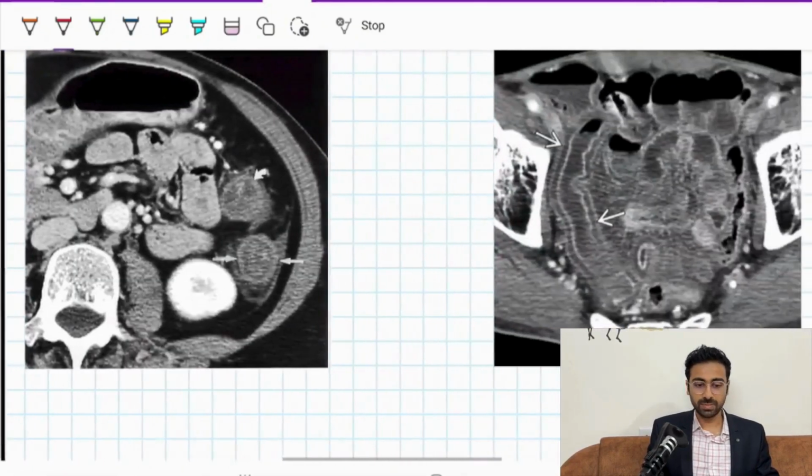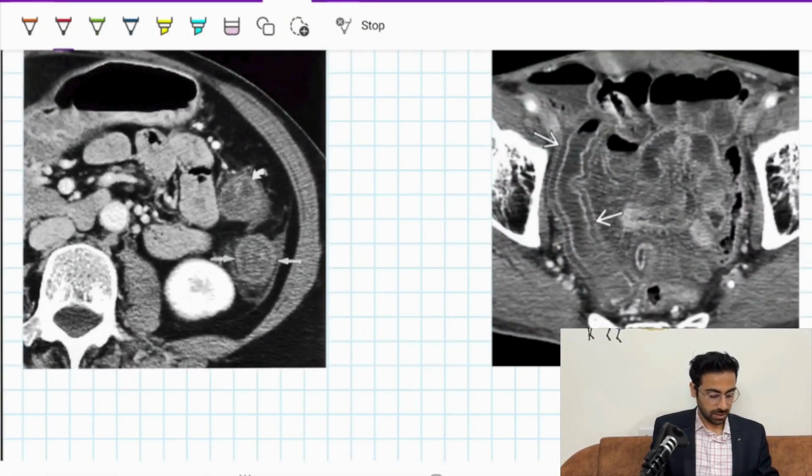Now let us see some examples of water halo sign. Here, this was a case of ulcerative colitis. You can see here that the descending colon and the transverse colon are thickened. The mucosa shows hyperenhancement as I've circled here. The serosal layer shows hyperenhancement. In between the two layers, there is water attenuation. So this is the water halo sign.